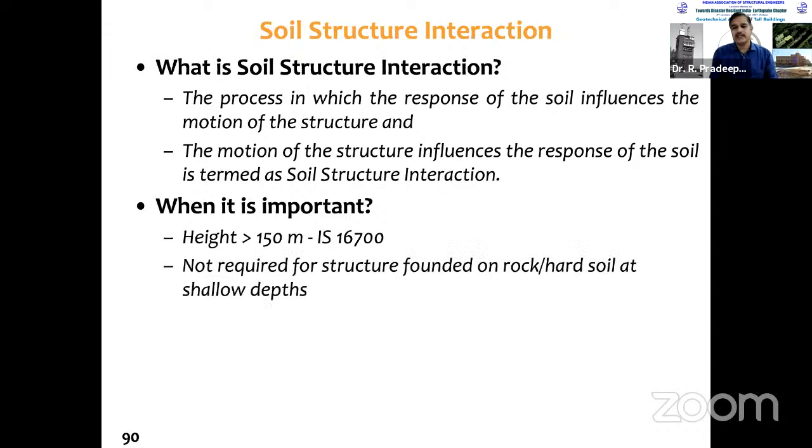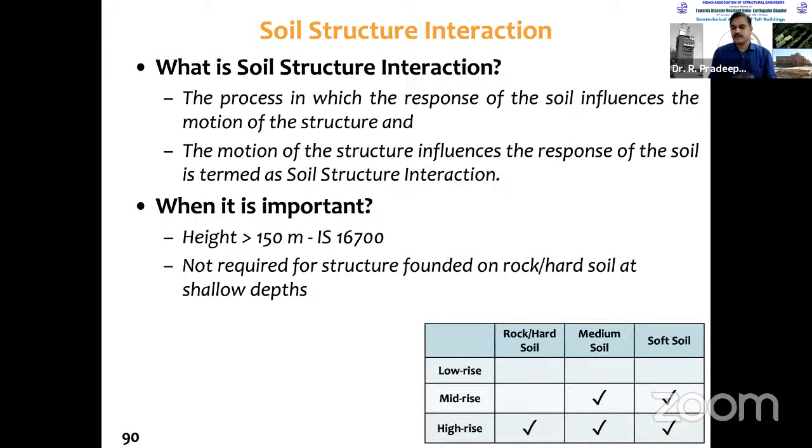The second one, 1893, says it is not required for structures founded on rock or hard soil at shallow depths. That means for all other structures, it is indirectly telling us to go for soil structure interaction.